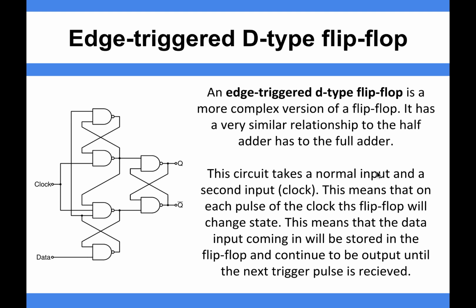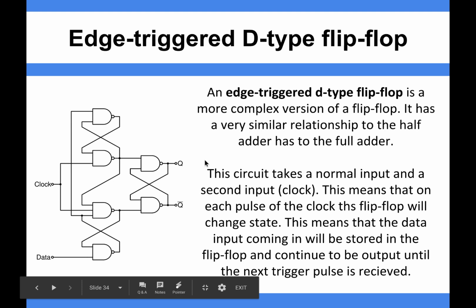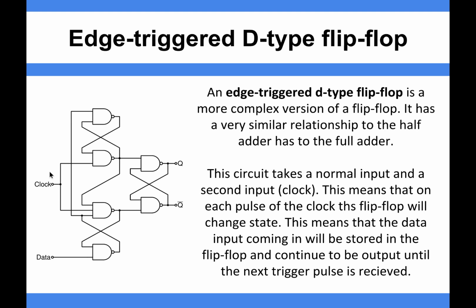But this means that on each pulse of the clock, this flip-flop will change state. Every pulse of the clock, this flip-flop will have the ability to change its state based on the first input. The data coming in will be stored in the flip-flop and continue to be output until the next trigger pulse is received, and then it again will take on whatever state this data input is. If the data input is still a 1, the output will still be a 1. If the data input's a 0, the output will become a 0. And every clock tick, this will change. So it's a form of memory. It's a more extended version of the basic flip-flop on the previous slide.